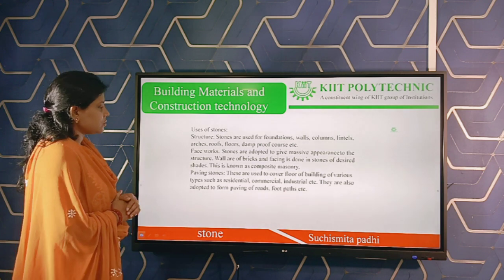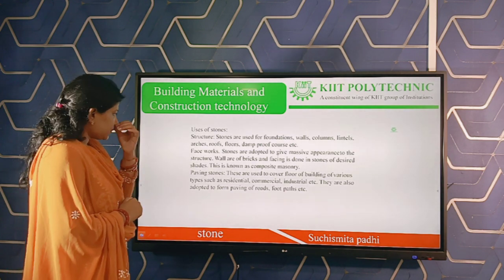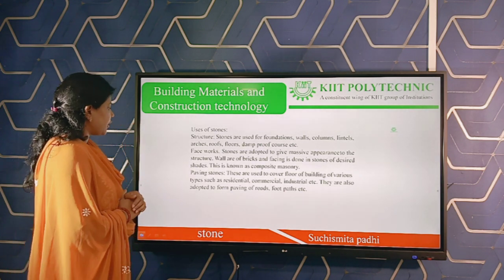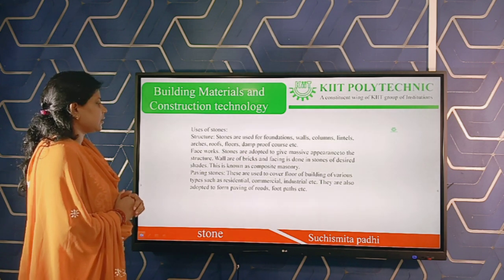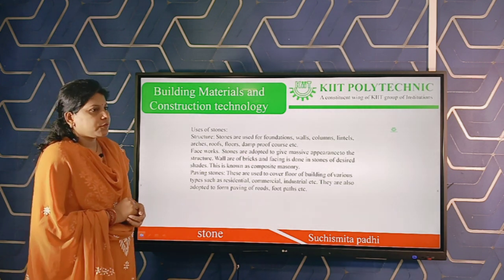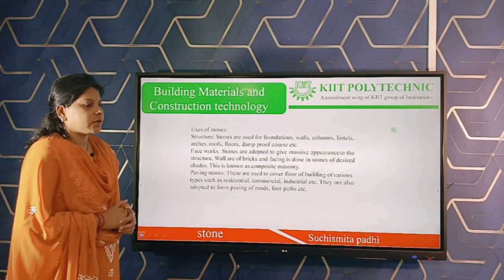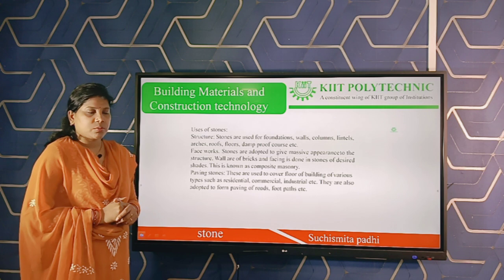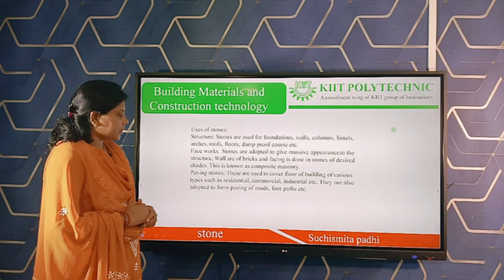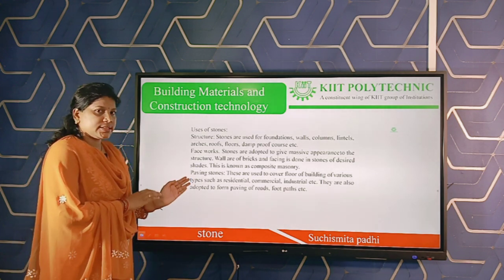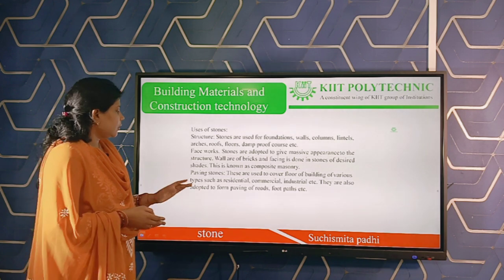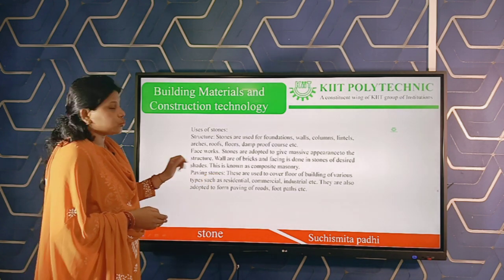Next is paving stones. These are used to cover floors of buildings of various types such as residential, commercial and industrial. All of us know there are mainly two types of buildings: one is residential building, another is commercial building. In each case, in both residential and commercial buildings, we use stones.